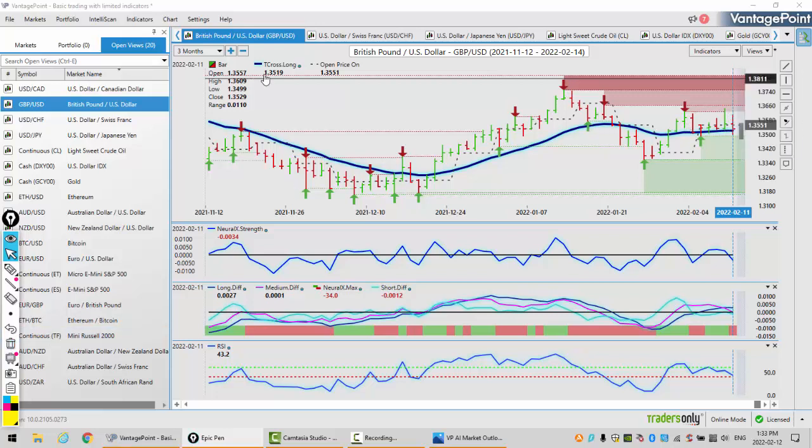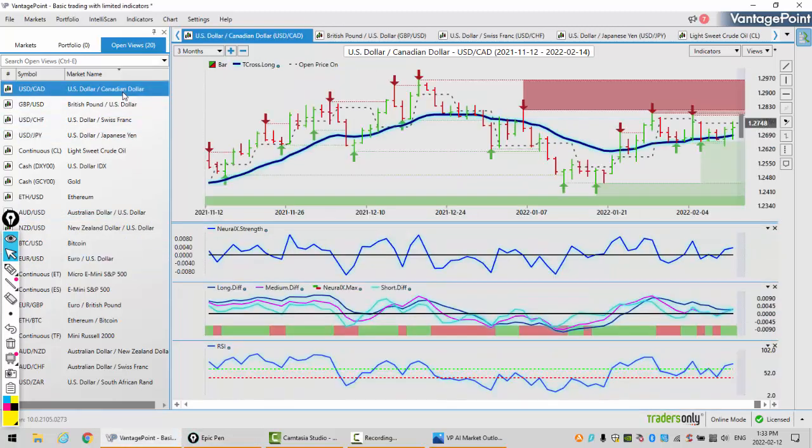But if we lose 135.19, I suspect there will be a significant drop. Now, with the US Canadian pair, it may get some relief with oil prices, and it may not just break out to the upside.